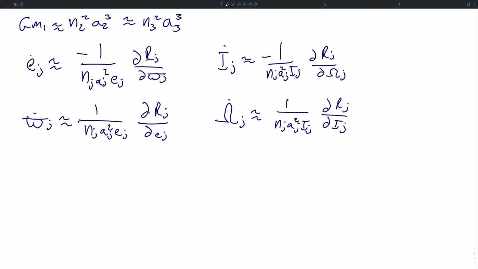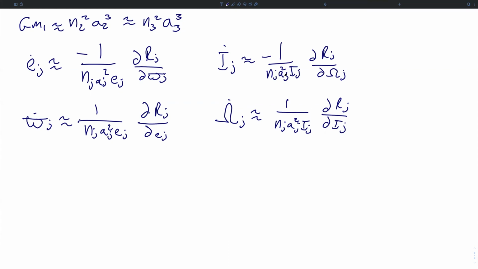The variation in the eccentricity of body j is given as minus 1 over the mean motion of body j times the semi-major axis of body j squared times the eccentricity of body j times the partial of the disturbing function for body j with respect to the longitude of periapsis of body j. And the variation in the longitude of periapsis for that same body has the exact same coefficient, just positive instead of negative, times the partial of the disturbing function for body j with respect to the eccentricity. And the same pattern repeats for the inclination variation and the longitude of the ascending node.